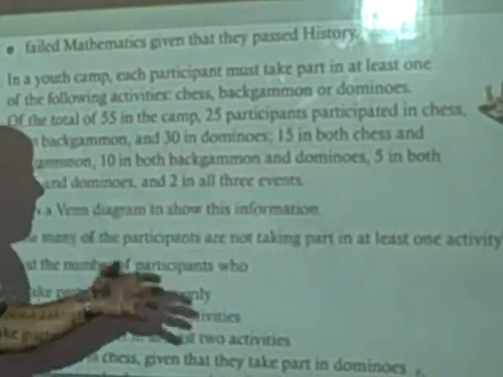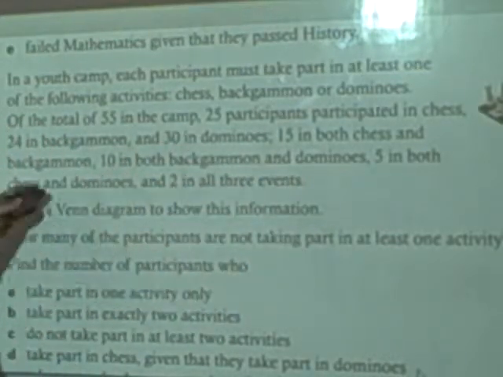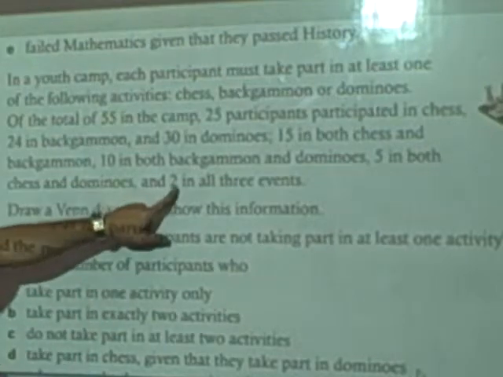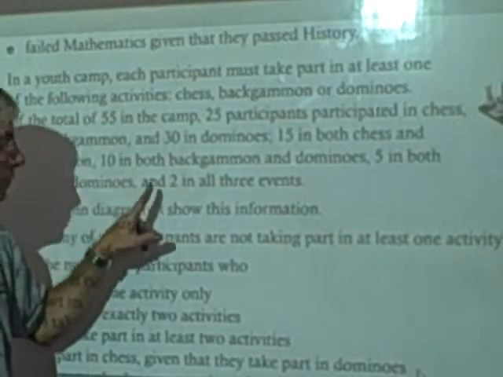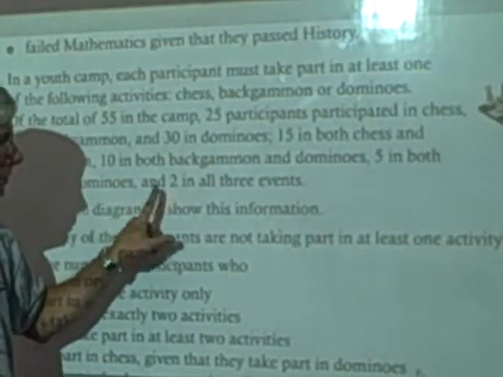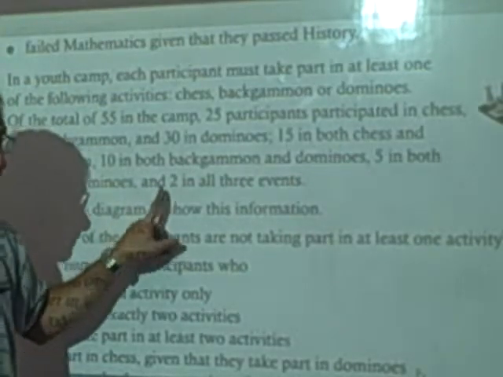How many are in chess and backgammon? That's the intersection of 2 of them. How many are in backgammon and dominoes? That's another 2. And in dominoes and chess, that's another 2. And then they finish by saying there's 2 in all 3 events. This turns out to be a critical piece of information. We're going to start with that when we do our Venn diagram.